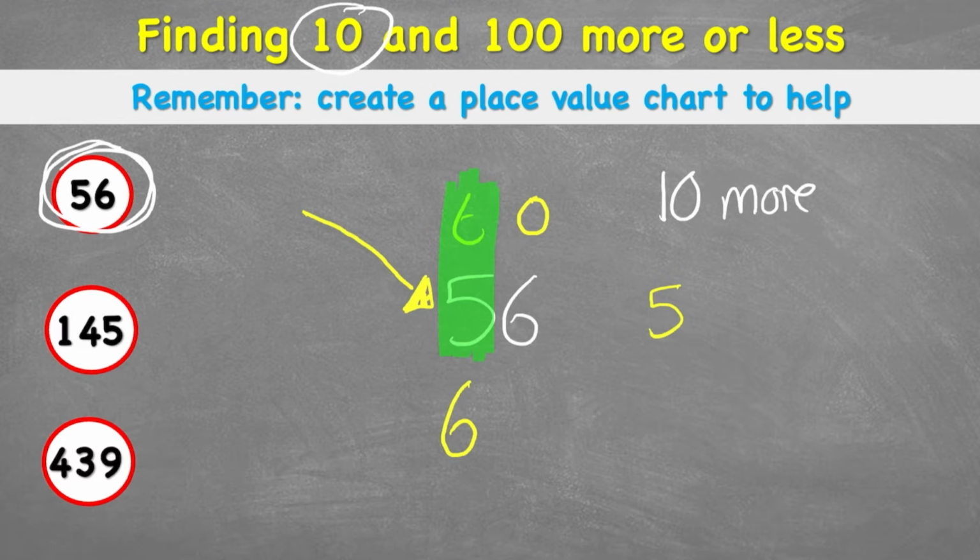That's adding 10 to my number, 1 ten to my number. I've done nothing to my units or my 1s, so therefore I can bring this other 6 down, and my answer to 10 more than 56 is 66.